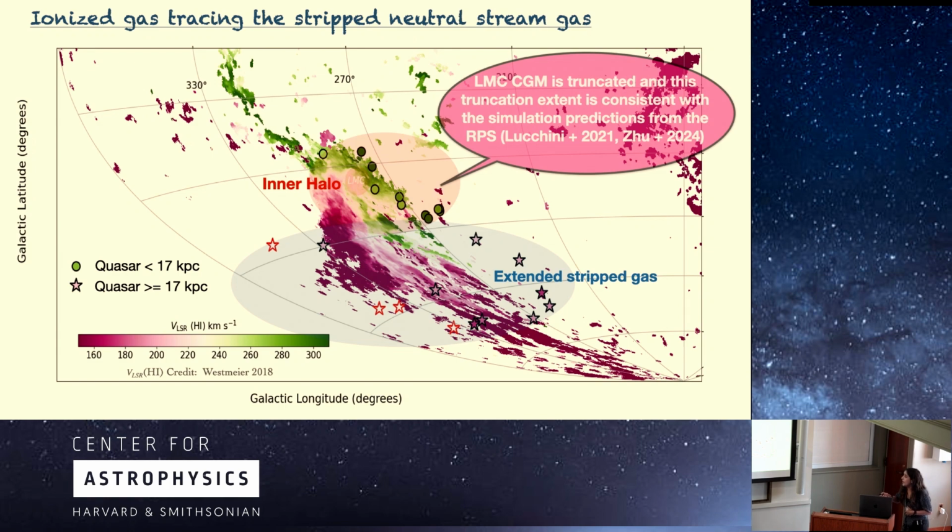So as can be seen from here, the velocity of the UV gas beyond 17 kpc is pretty much consistent with the H1 emission strip gas from the stream. And this indicates that the outer CGM is actually ram pressure stripped and decelerated to the lower velocity, consistent with the stream velocity. However, the non-tidal inner halo is truncated at 17 kpc. And this truncation length scale of 17 kpc is consistent with the simulation prediction based on ram pressure stripping from the recent study by Lucchini and Zhu.